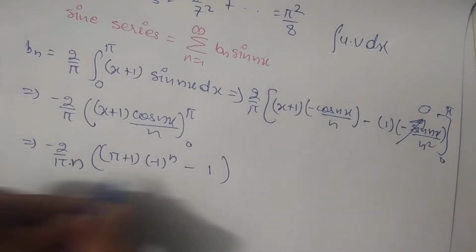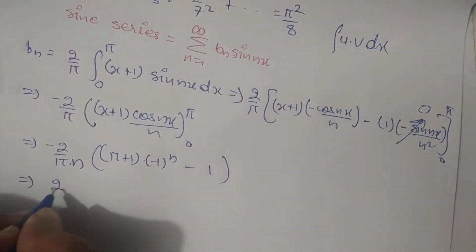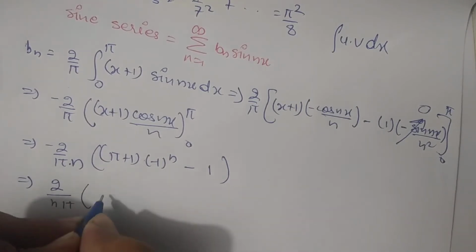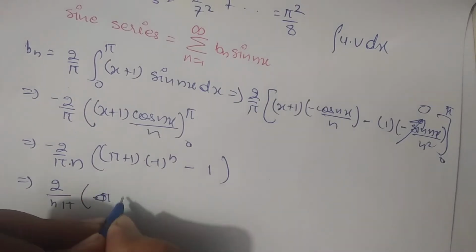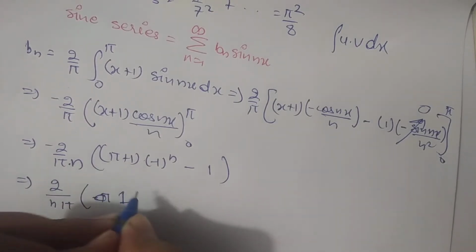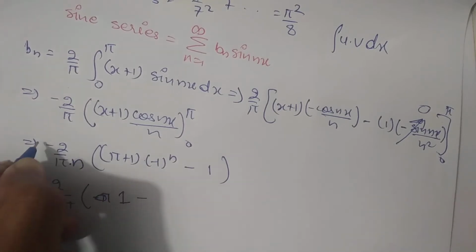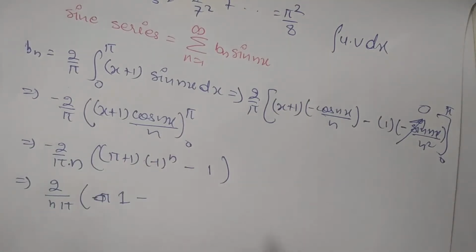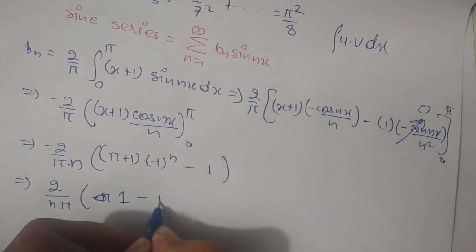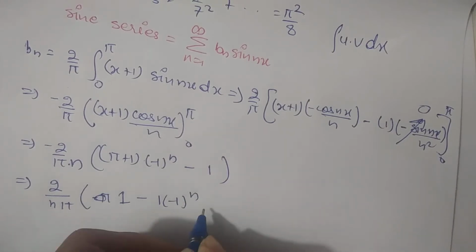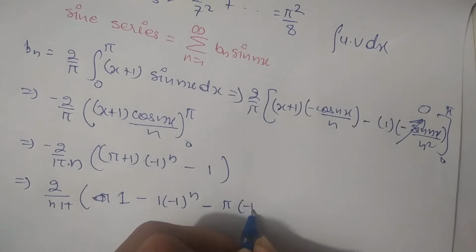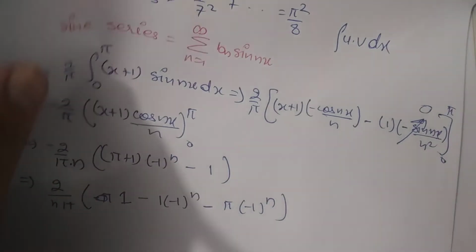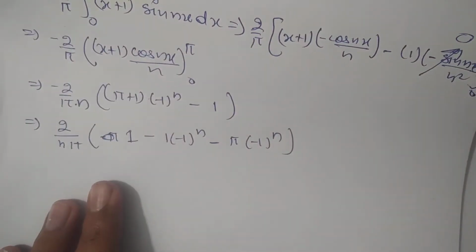Now I am taking this minus inside, so this whole value will turn into minus 2 by n pi, and inside, pi minus this minus 1 will turn into plus 1, and this whole value will turn into minus, because I am taking this minus inside. So this value will turn into minus 1 into minus 1 power n, and minus pi into minus 1 power n. So this is the relation for bn.